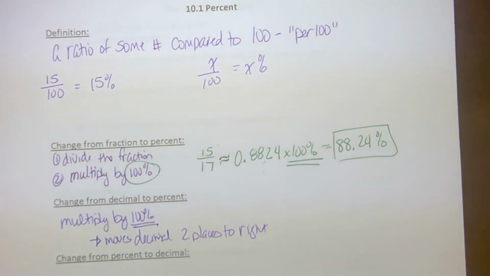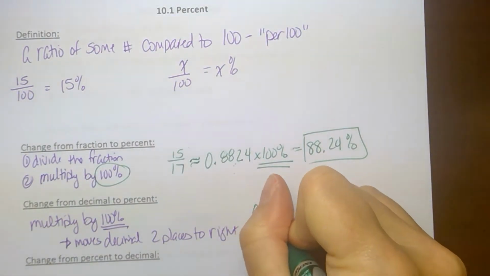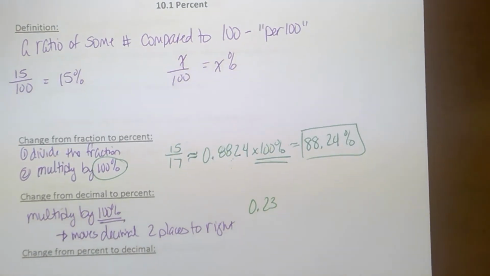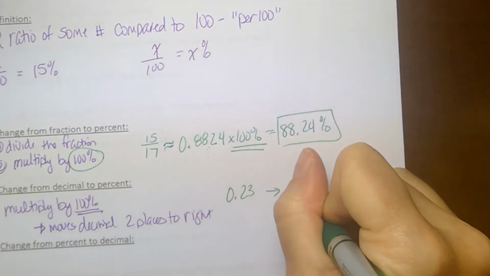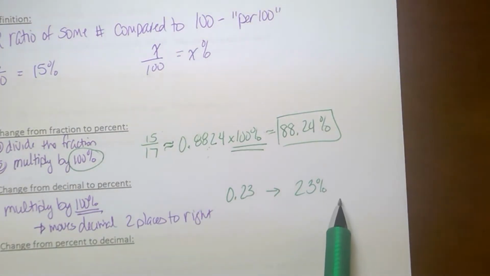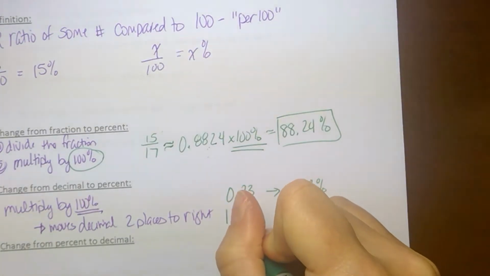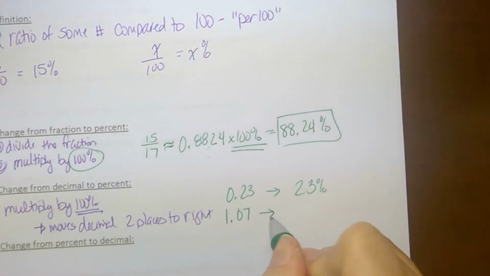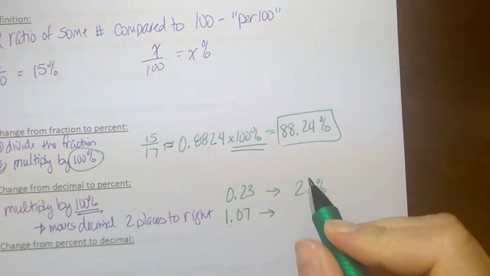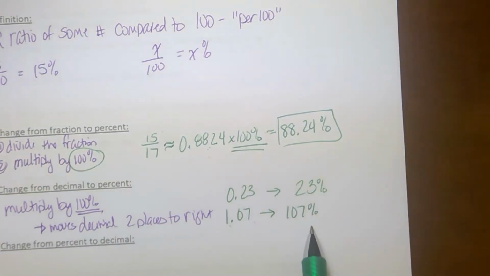So if I started with a decimal, let's say I start with 0.23, that is the same thing as 23%, because if I multiply that by 100%, I move my decimal 2 places to the right and I add my percent sign. Let's say I start with 1.07. Well, if I change that to a percent, I multiply by 100, it moves that decimal 2 places to the right, and I have 107%.